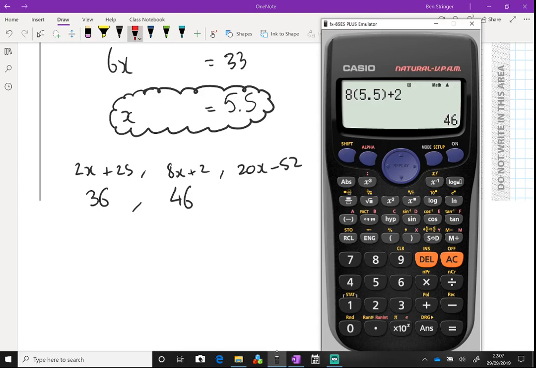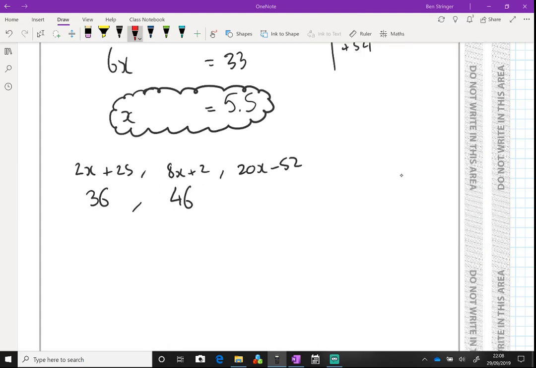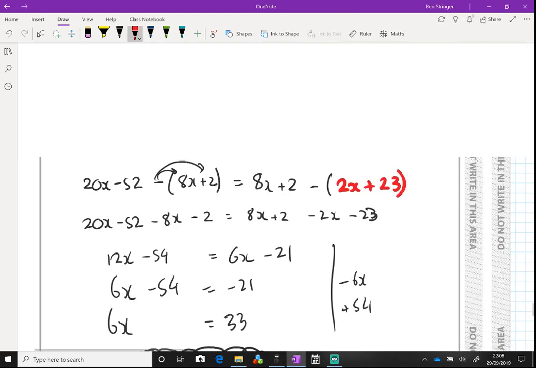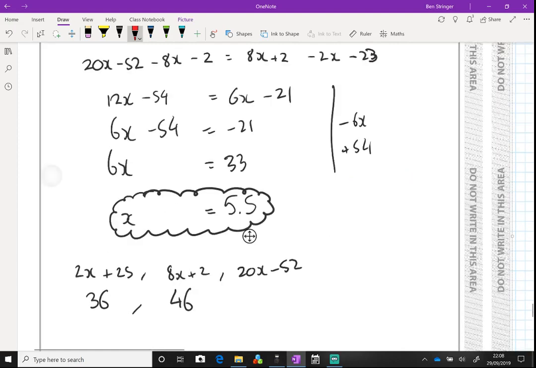Look at that, it's got a common difference. That's got a difference of 10. I'm not liking that at all. 2x plus 25. Difference of 10. Did I write them down correctly? 2x plus 23. Oh, God. That is why you do not assume things.